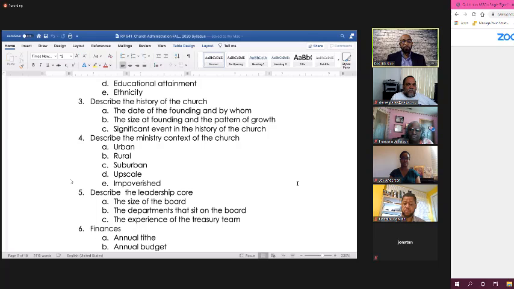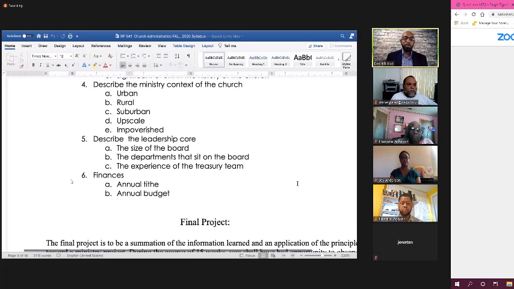So look at the size of the board, the departments that sit on the board, because it may be different from church to church, and also the experience of the treasury team. If you have a treasurer, does that treasurer have a degree in accounting? Does the treasurer have a business background? What does the treasurer know? How long has the treasurer been doing it? Because that's interesting as well. And from your treasurer, you can also find out the annual tithe of the church. Pastor can probably tell you that. And also the annual budget of the church.